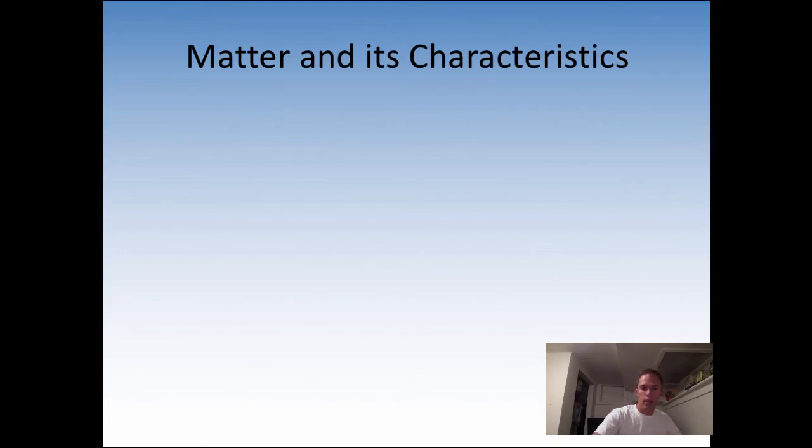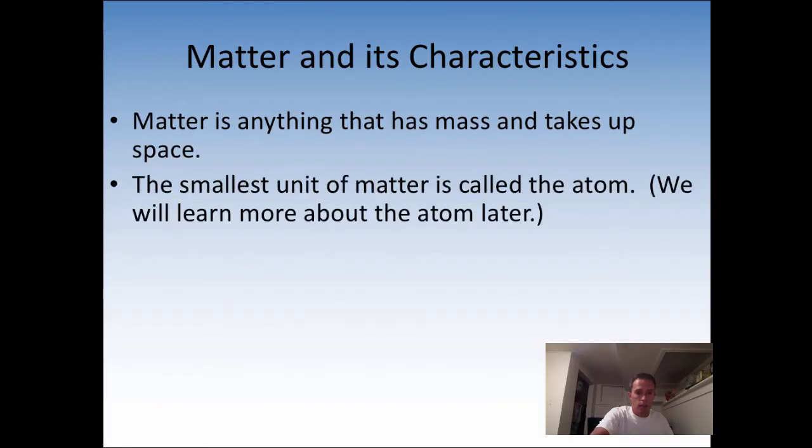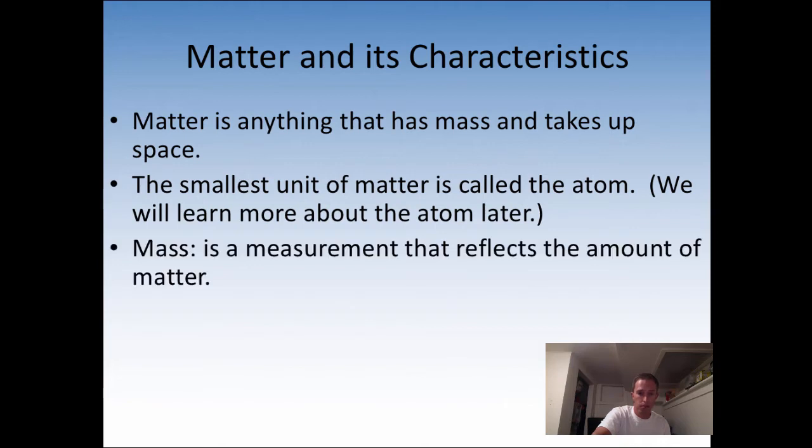So matter and its characteristics. Matter is anything that has mass and takes up space. So like this table, it has some mass, it takes up space, it's made of matter. Even the air that we breathe is made up of matter. It has mass, it takes up space. So almost everything that we can see, touch, and feel is matter. The smallest unit of matter is called the atom. We'll learn more about the atom in a later chapter, in the next chapter.